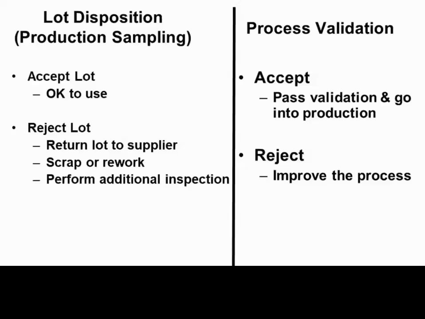Now, in a process validation application of acceptance sampling, we're really trying to determine not to accept or reject a lot, but to accept or reject the current state of the process and decide whether we can move into full-scale production, given that the process seems to meet the quality requirements and is validated, or to reject that and require that we figure out why the process does not appear to be meeting its quality targets, and then that would require some sort of improvement before we try this again.